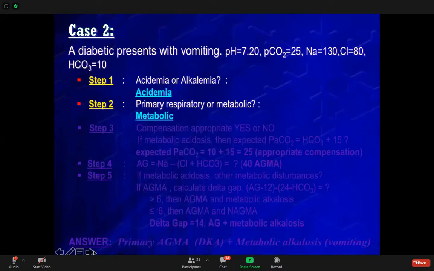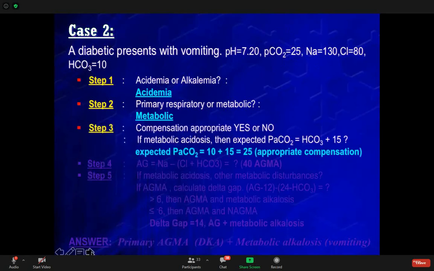وش step number 3؟ Compensation. المعادلة كانت ايش؟ حقت الميتابوليك. السي او 3 بلس ال 15. بالضبط. يطلع كم الرقم؟ 25. So it's the same number. Same number, PCO2 same number. So بالضبط، معناها ان عندك appropriate compensation.